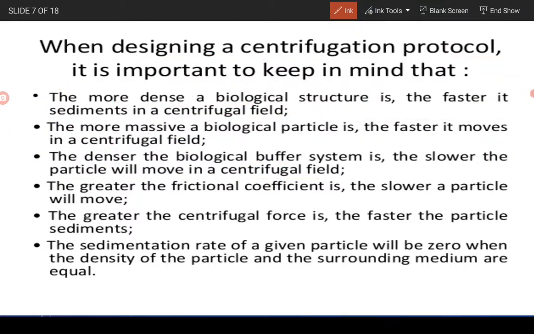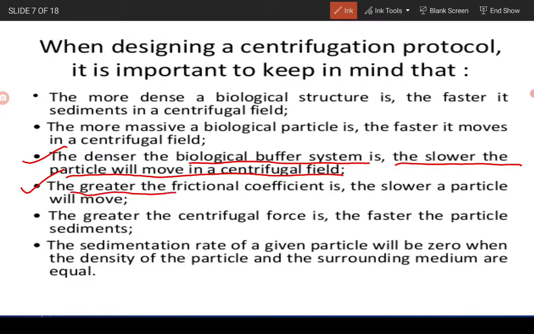Now we had already talked about what would happen if the particle is larger or denser, but if the medium in which the particle is moving is also denser, or the biological buffer system in which the molecule is moving is denser, then the particle will move slowly in a centrifugal field, right? Because there will be frictional force. If the buffer system in which the particles are present becomes denser, then there will be frictional force with the molecules, so the speed of the particles moving inside will get slower.